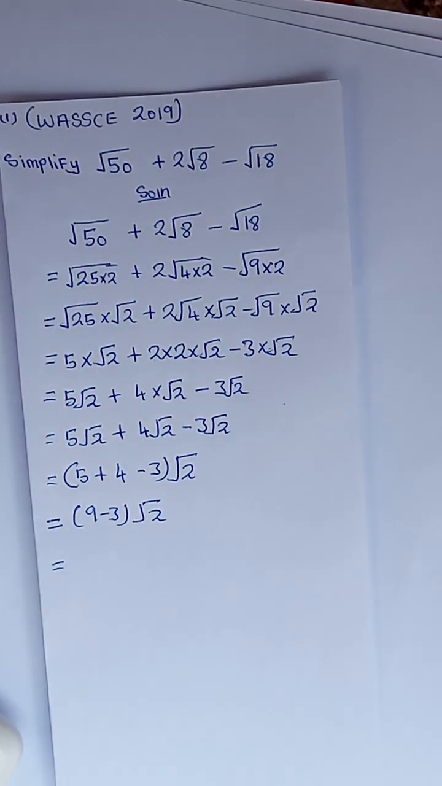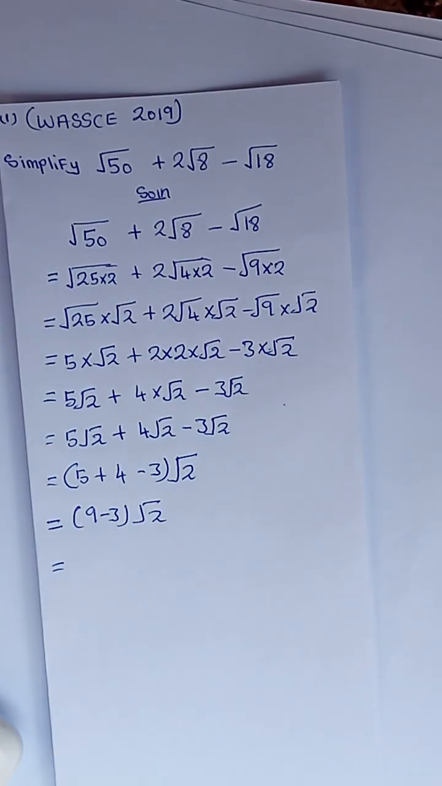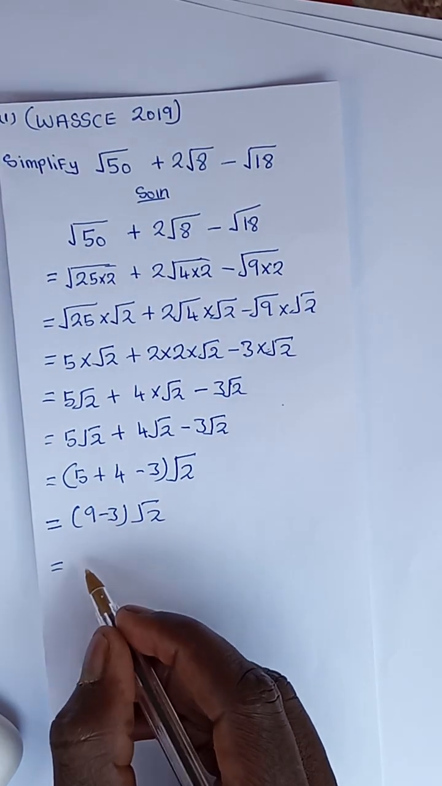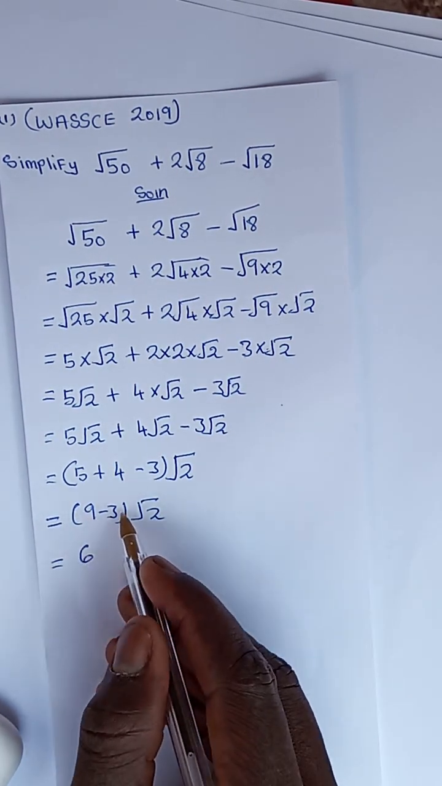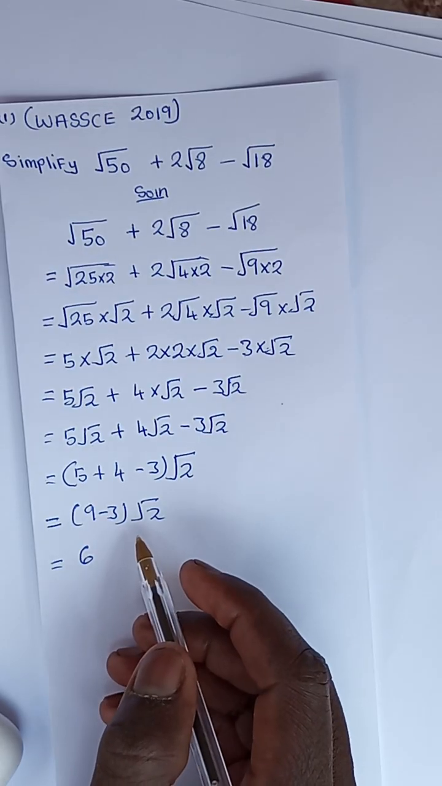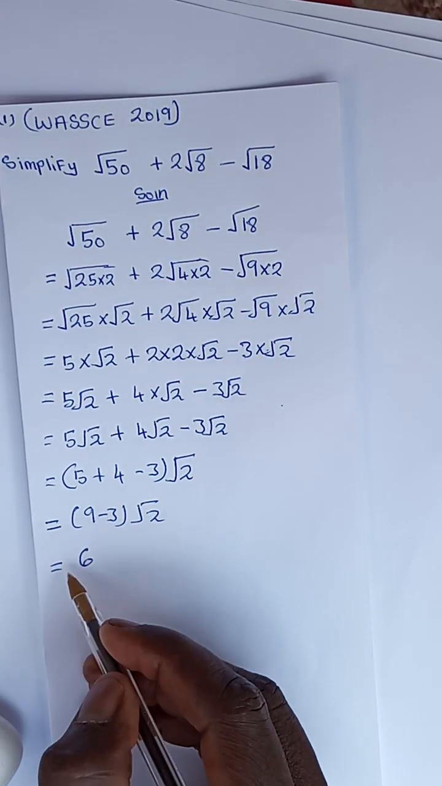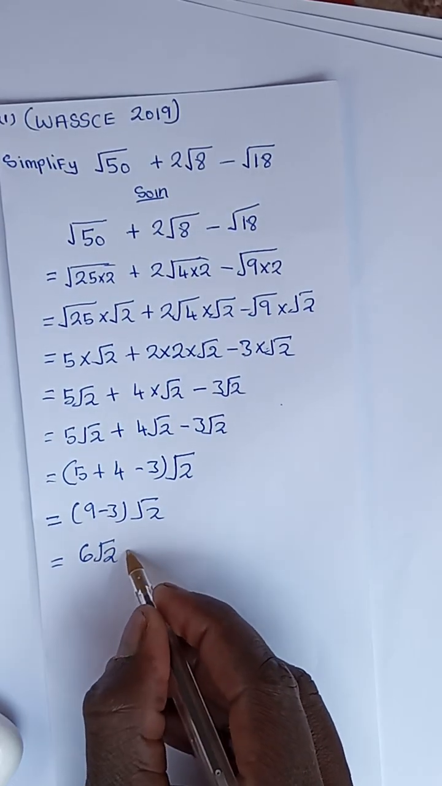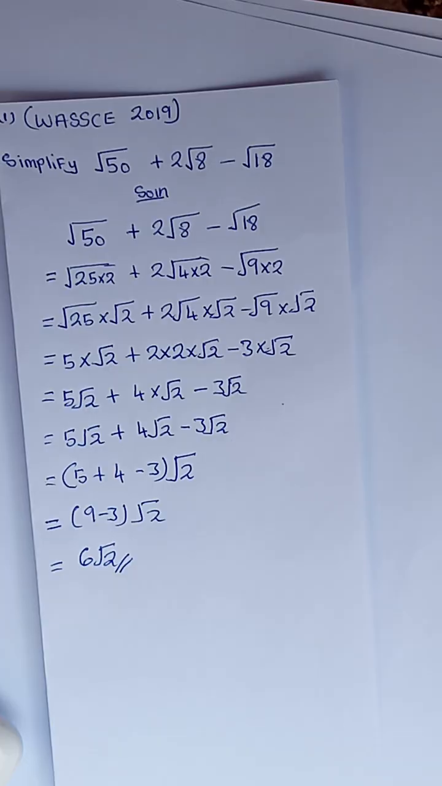Now 9 minus 3, if the signs are different, what you are going to do is subtract and take the bigger number's sign. 9, remove 3. What will remain is what? 6. 9 and 3, which one is the bigger number? The bigger number is 9. 9 has a sign of what? Plus. That's why we have plus 6 root 2. This is what? Our answer for example 1.